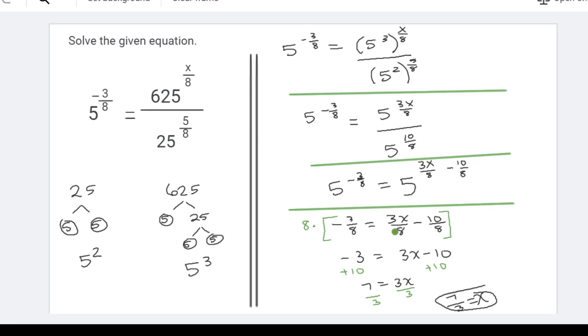And then I took all the exponents and just set them equal to each other. I got rid of the 5's. I said, ooh, fractions. I got rid of the fraction by multiplying by 8. And then I finished solving for x.